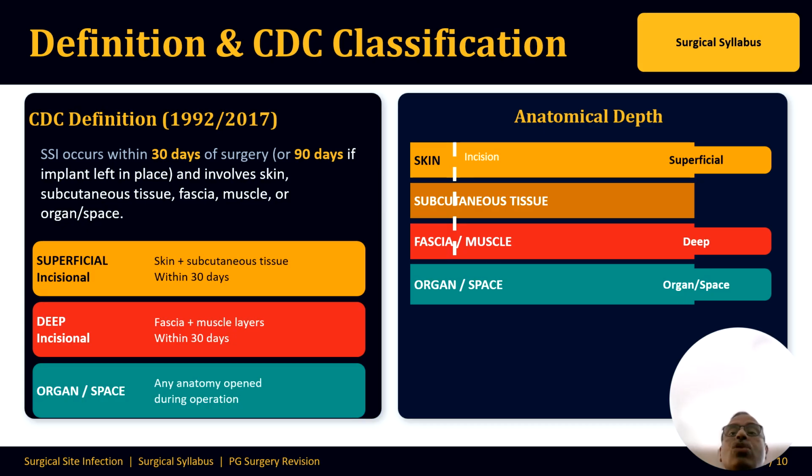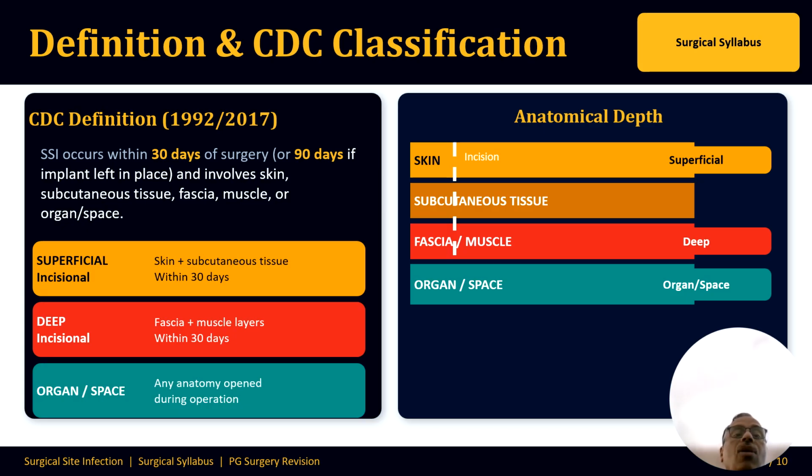Now, what exactly is superficial incisional SSI? This means that only the skin and subcutaneous tissue is involved in the surgical site infection, and generally the time frame given is occurring within 30 days following surgery. Now, what exactly is a deep incisional SSI? When the deeper layers below the skin, that means the fascia and the muscular layers, are involved, then we would classify such type of surgical site infections as deep incisional SSI. And for this also the time frame given is within 30 days of any surgical procedure.